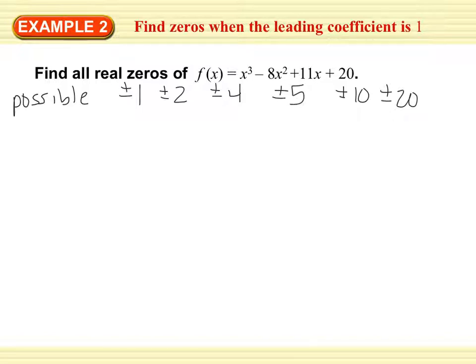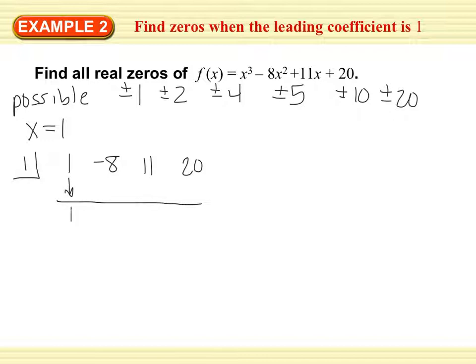So we're going to test the zeros using synthetic division. We're going to just pick something. 1 is super easy, so I usually start with 1. I'm going to put 1 in the box and do all of the coefficients, 1, negative 8, 11, and 20. Drop the 1 down, multiply, add, multiply, add, and multiply, add. This is a remainder of 24, so 1 is not a solution.